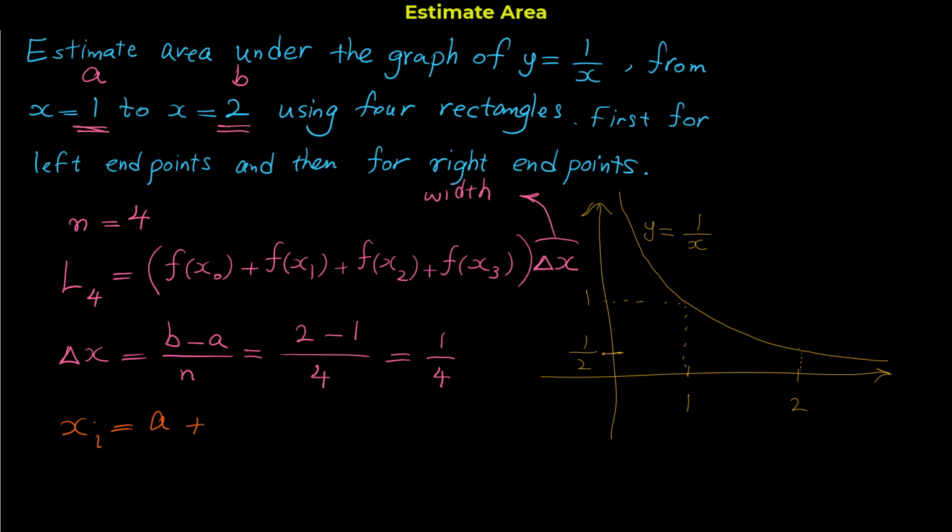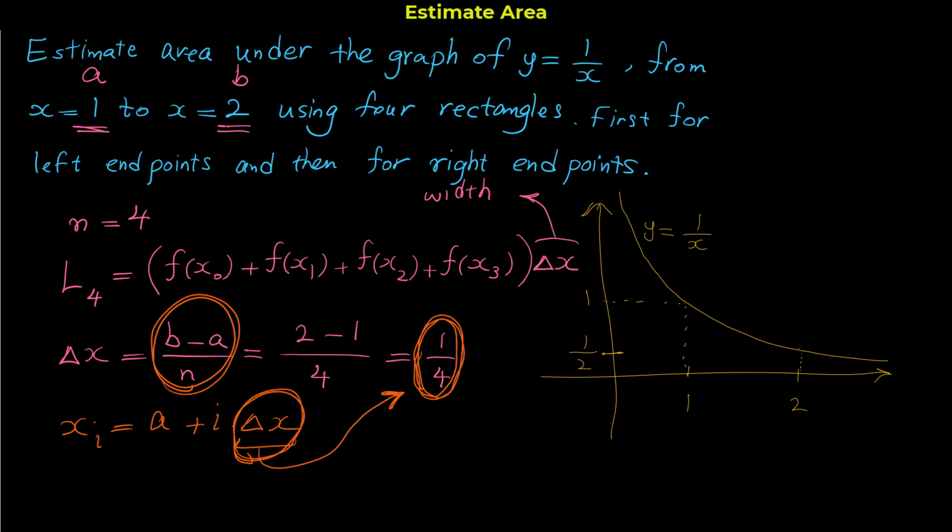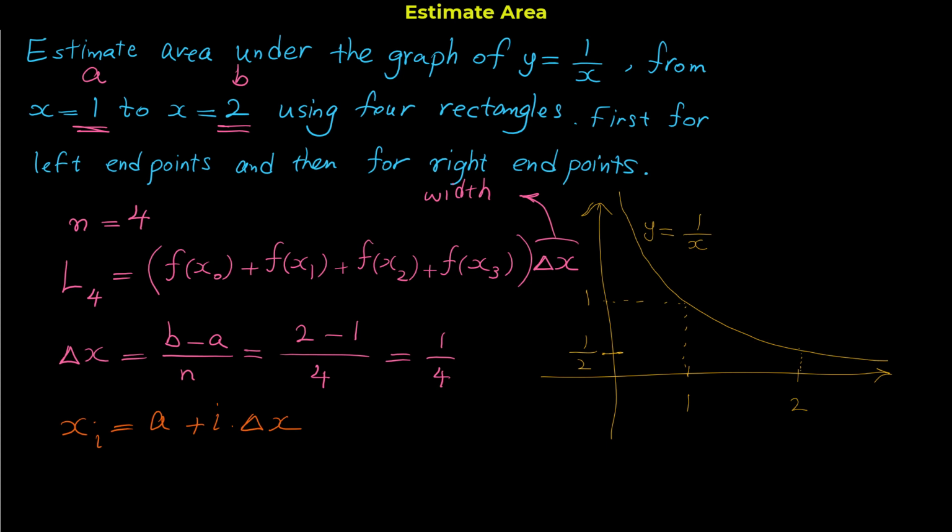A plus i times delta x. But attention, delta x is b minus a over n, which in this question is 1 over 4. So basically delta x is 1 over 4 in this particular question. But always we can calculate delta x from this formula. Or if you like, you can substitute that b minus a over n for delta x. So it's up to you to write the formula for x sub i in which form. This is one way for writing x sub i.